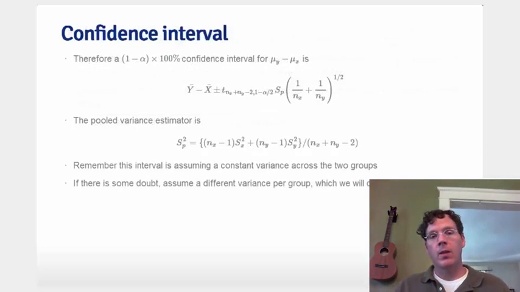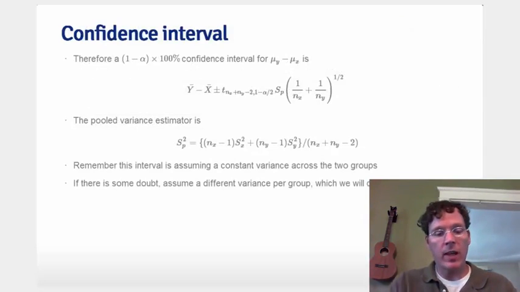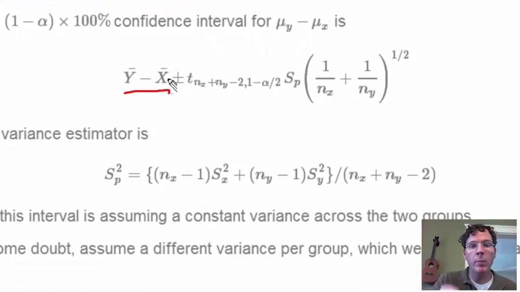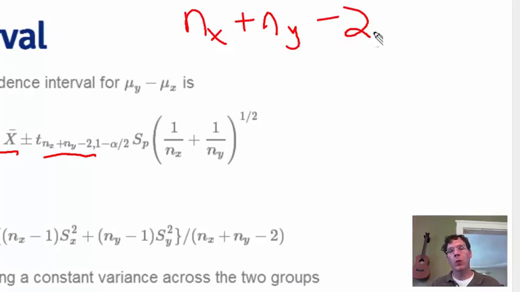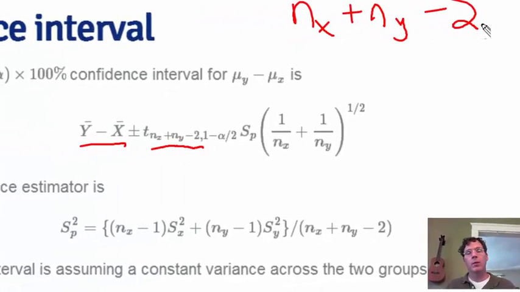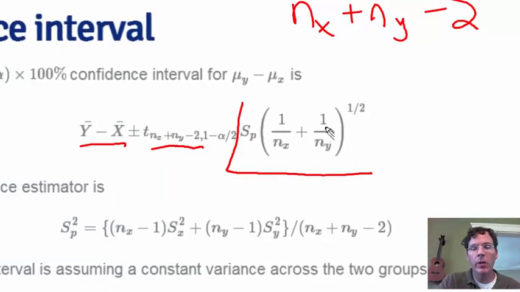The standard confidence interval in this case is y bar minus x bar, the average in one group minus the average in another group, plus or minus the relevant t quantile, where here the degrees of freedom are a little bit harder. The degrees of freedom are nx plus ny minus 2, where nx is the number of observations going into the x group and ny is the number of observations going into the y group. Here, this is the standard error of the difference.